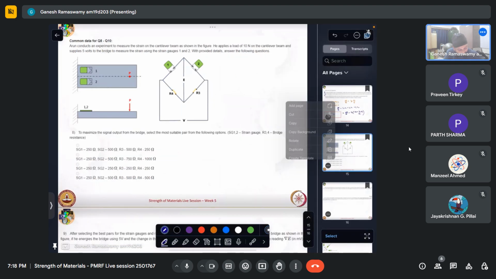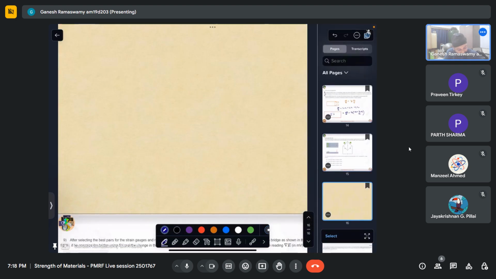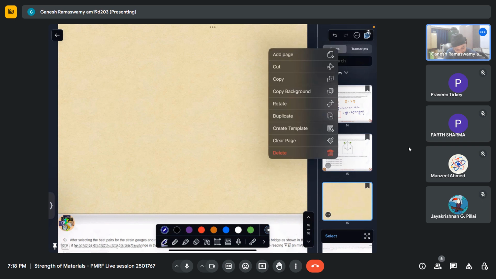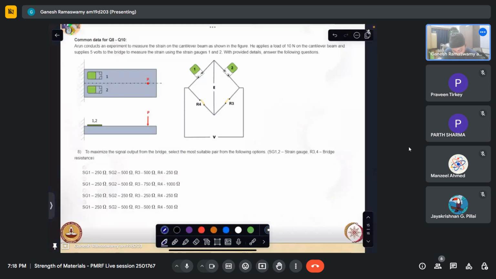All right. So this says Arun conducts an experiment to measure the strain on a cantilever beam. As we see, there is a cantilever beam in this figure. He applies a load of 10 Newton. So this is the top view. Mind you, this is the top view. And when we see it from the side, this point comes like this. So I hope that there is no confusion on that.